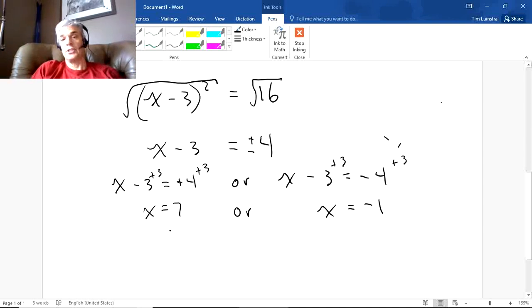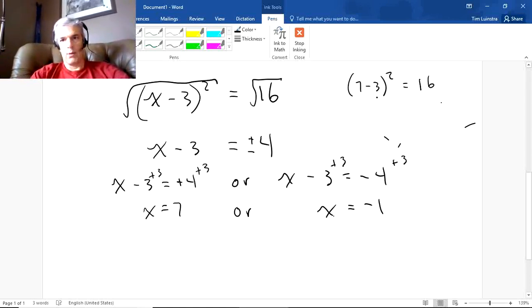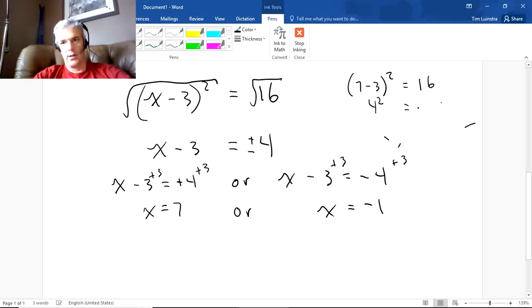And I can actually show you that they actually work. So if I want to, I can take this equation and I can put 7 in there. So I could say, take the original equation, which would be (7 minus 3) squared equals 16. Well, does that work? Well, it's 7 minus 3. That's 4. What's 4 squared? Does that equal? It sure does. It equals 16. And 16 equals 16, we're good.